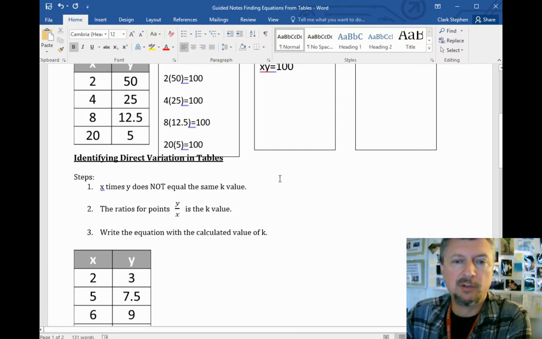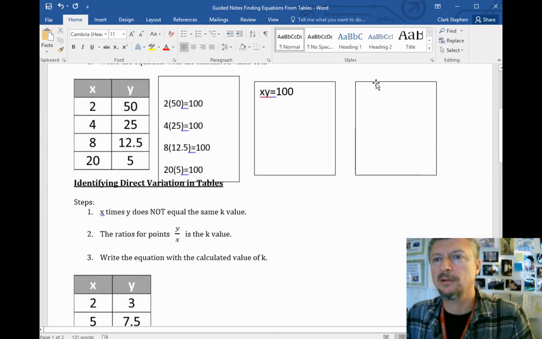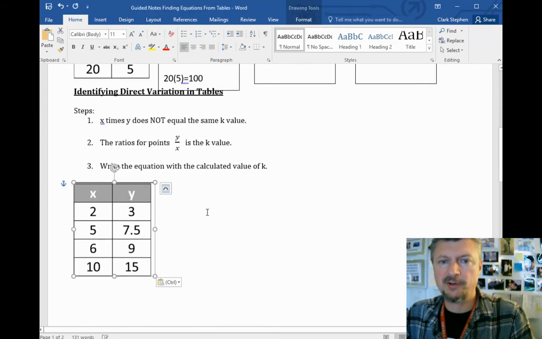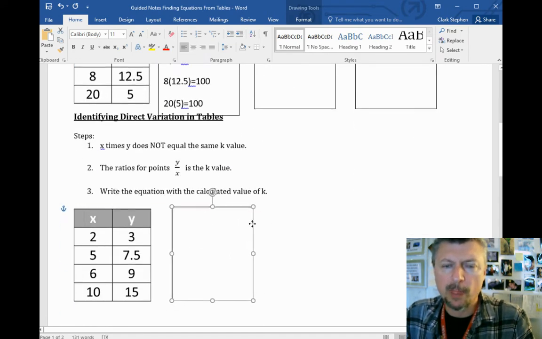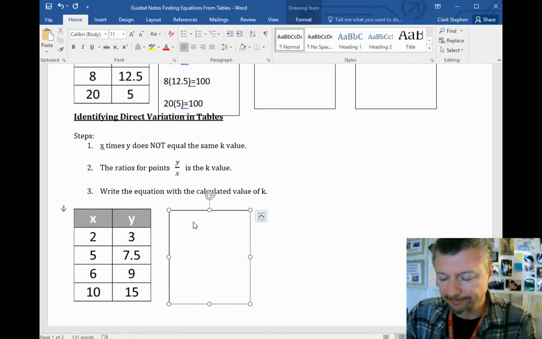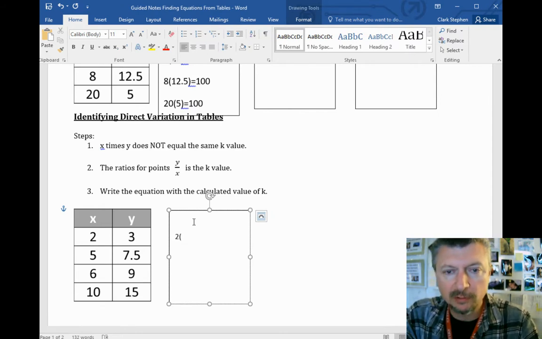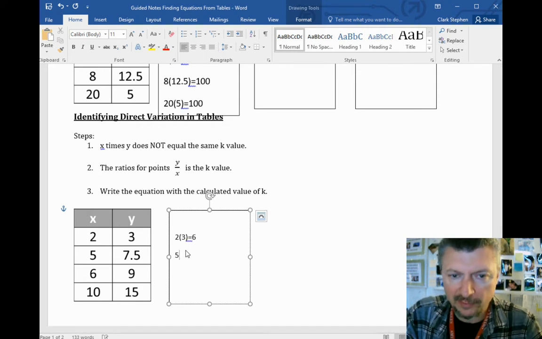Let's do a direct variation. Direct variation is a little different. Box here. Now, if this is inverse variation, you would multiply, because you need to check when I don't tell you. I've told you this is direct variation, but let's confirm it. So if it was inverse variation, you would do 2 times 3 equals 6. Okay, now next one we have is 5 times 7.5, which is, what's that, 37.5, I think.